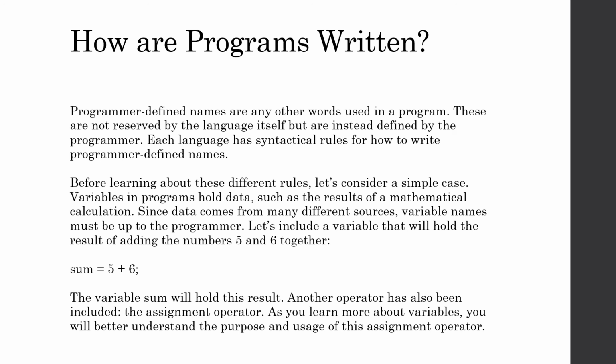So let's go ahead and include a variable. We've got a variable name here that's going to hold the result of adding the numbers 5 and 6 together. Because 5 plus 6, adding two numbers together, is a sum, the variable name that I've chosen is going to be sum. So the variable sum is going to hold the result. 5 plus 6, it's going to hold the value 11 in it. Another operator that I've included with this statement here, so that now it essentially is a complete statement, is that equal sign. That is going to be the assignment operator. As we learn a little bit more about variables, which we'll expand on in the next section, you'll be able to better understand the purpose and usage of that assignment operator.